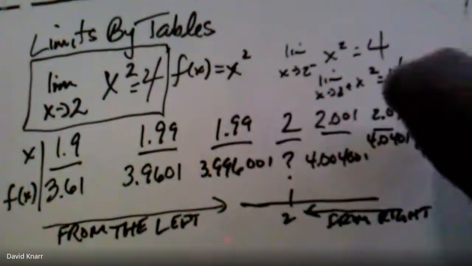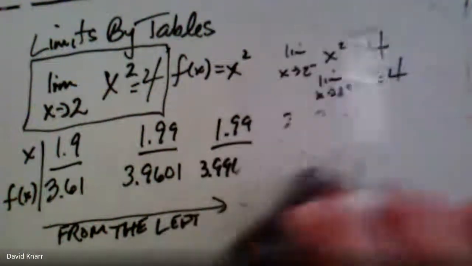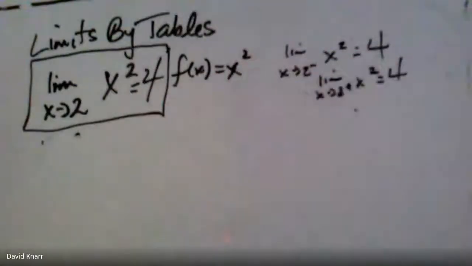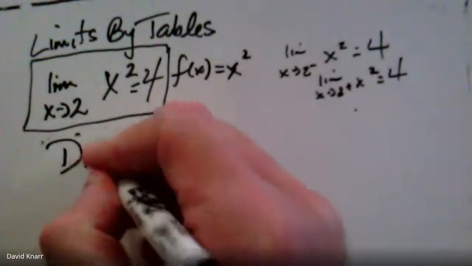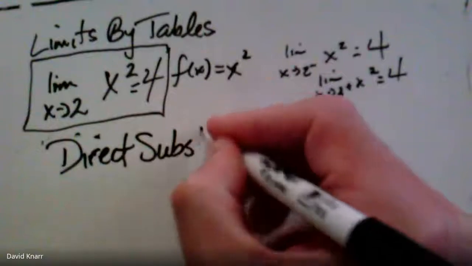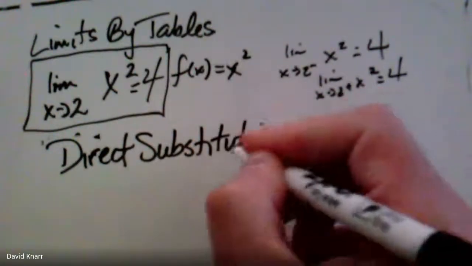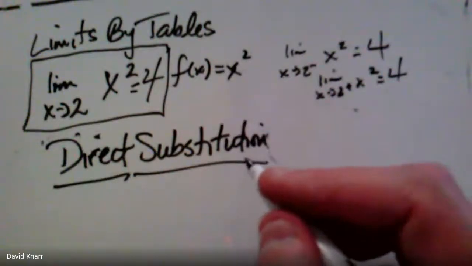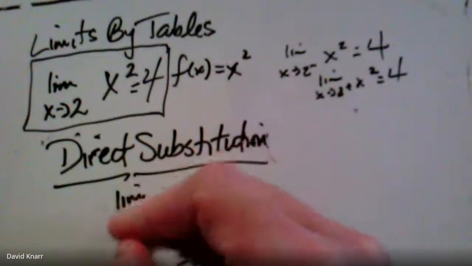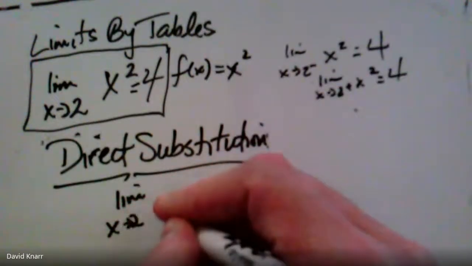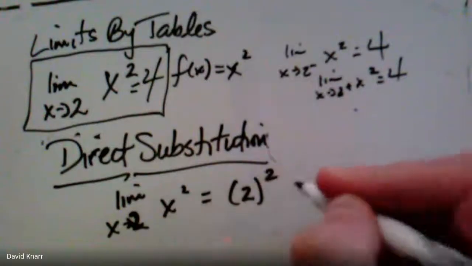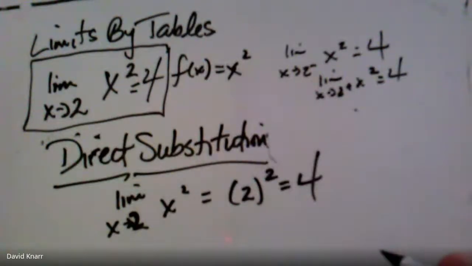And then from here, what we're looking to do is something called direct substitution. This is one of our best friends to algebraically calculate a limit. Because direct substitution is exactly what it sounds like. It says that the limit as x goes to 2 of x squared can be calculated by taking 2 and squaring it, which is 4. Okay? That would be what we call direct substitution.